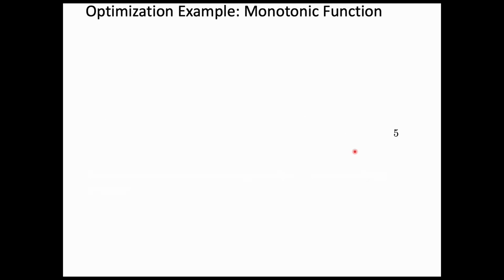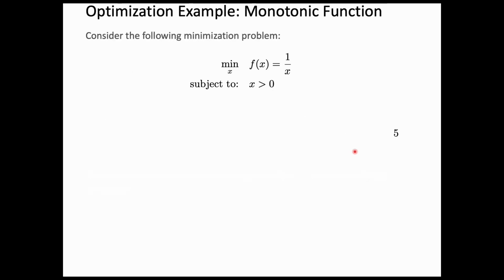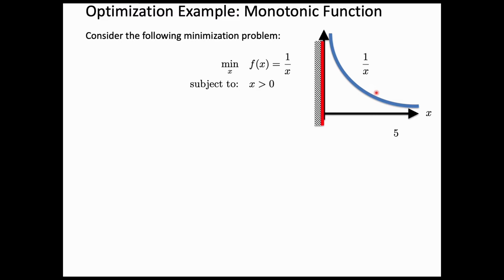Let's look at a simple optimization example with a monotonic function. Let's suppose we are working to minimize 1 over x, but we're only considering positive values of x. If we were to visualize that, and we're staying over here on the right-hand side with positive values, and we'd like to minimize 1 over x, that's going to push us toward the right. If we have this constraint keeping us to positive values of x, and then we try to minimize this, we should ask the question, is this a bounded problem?